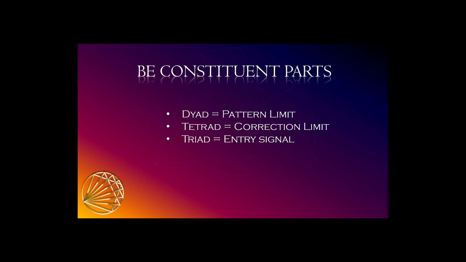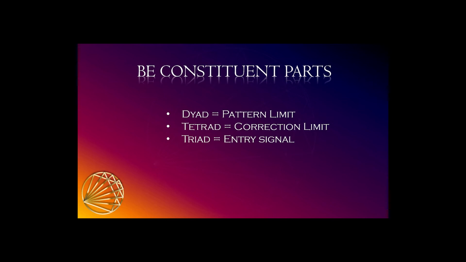So we're going to break the BECK'S emblem down into its constituent parts, starting with the dyad. The dyad is the pattern limit. We expect the pattern to stay within the parameters of the dyad. If it spills outside of the dyad, the trade is invalid and we're not interested. We want to take the trade as long as it stays inside the dyad. So we call that the pattern limit.